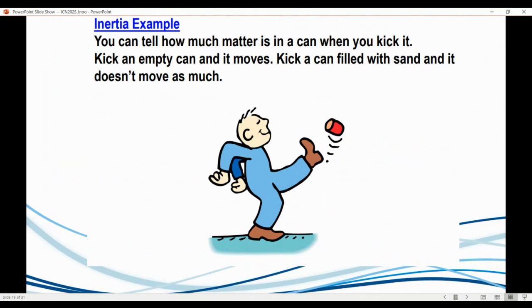Okay. Moving on. Small example here I found off the internet. It says you can tell how much matter is in something when you kick a can. If you kick an empty can, it flies pretty easily. If you kick a can full of sand, it doesn't move as much, right? Obviously. So one has more inertia than the other. That's just a small idea.